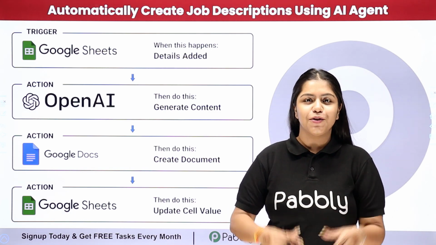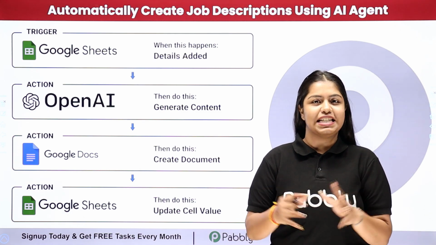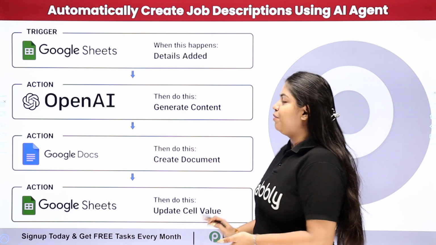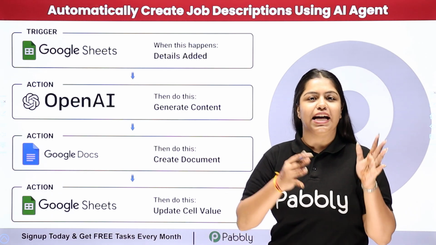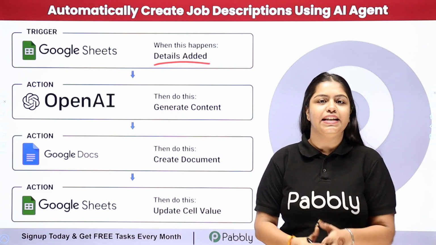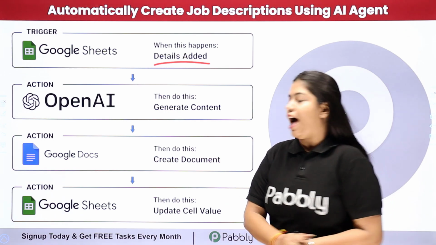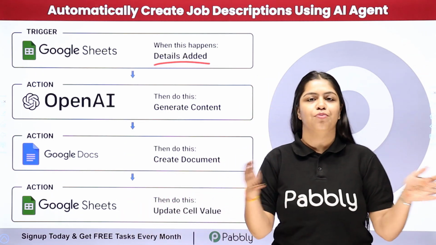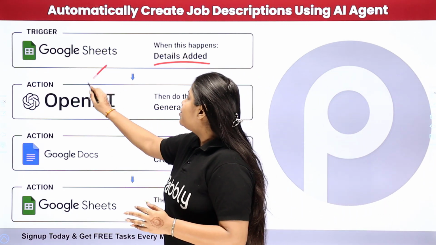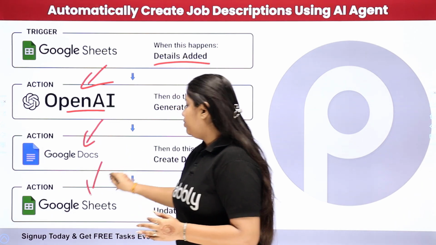So like you, I also used to manually create the job descriptions, but this is such a time consuming and tedious task. So to solve this problem, I've simply created this amazing automation where what is going to happen is that as soon as I add the job details into my Google Sheets, automatically my AI agent is going to generate me the job description, which I'm further going to add in my Google Doc and then back again into my Google Sheets. So to do this, we are simply going to create a connection between Google Sheets, my AI agent, which is OpenAI, Google Docs, and once again Google Sheets.